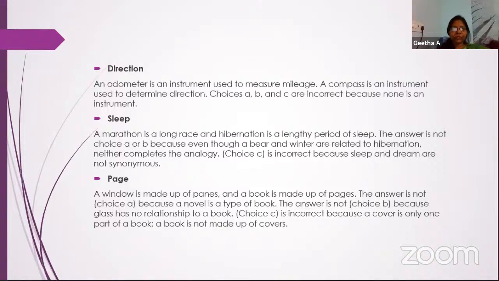And a window is made up of panes, and a book is made up of pages. Novel is a type of book. Glass has no relation to a book, and a cover is only a top of a book, it's not made up of covers, right? So this is the explanation. I hope I'm clear here, right? Okay, so let's move to the next one.